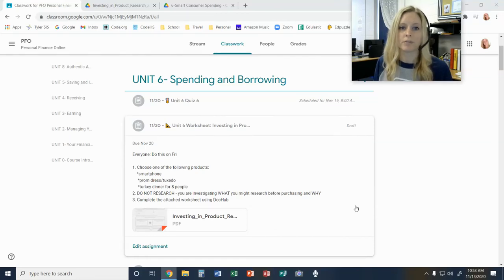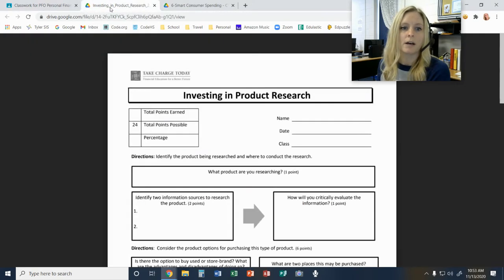Today's assignment involves a worksheet called Investing in Product Research. So make sure that you read these directions carefully, that you are going to choose a product, but you are not going to research the product. You're just going to talk about how to research the product. So let's look at this really quickly.